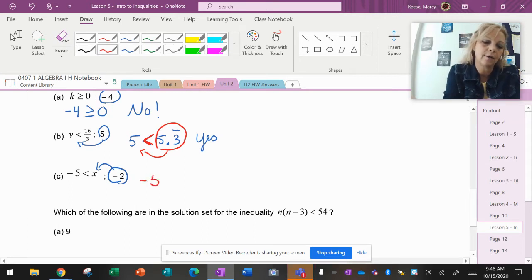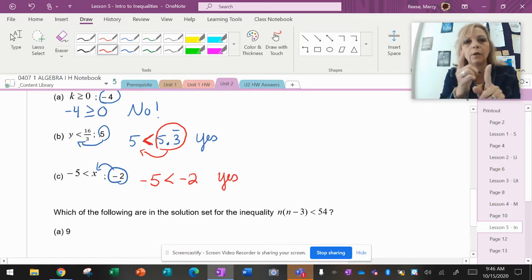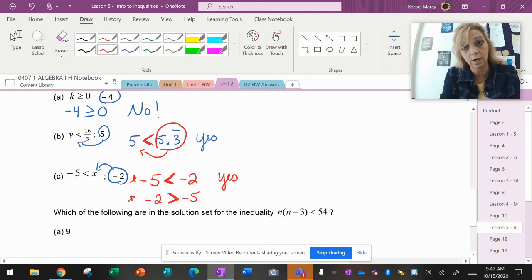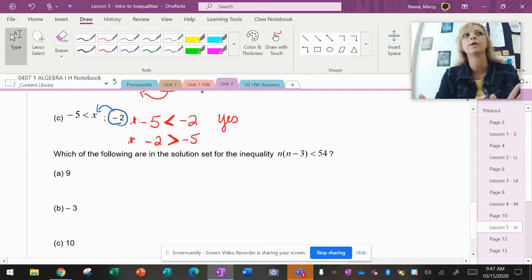And then in this one, -5, is that less than -2? You should absolutely say yes. Remember, it can be in a mirrored scenario. I could say -2 is greater than -5. That means the same thing, right? So notice how they're mirrored, and again, that alligator is eating the larger number. So -5 is less than -2, or we could say it in this direction, -2 is greater than -5. They both are yes. They both are go. Okay, so you've got to remember your negative signs.